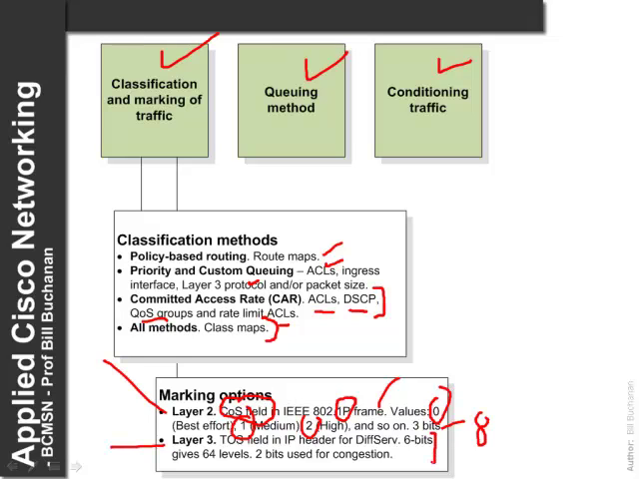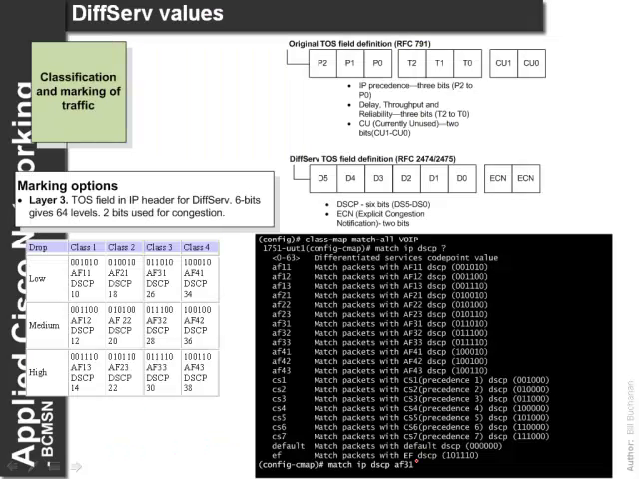At the IP level, we can mark the ToS field inside the IP header to create our DiffServ, and there are 6 bits in here to give 64 different levels. 2 bits are actually used for congestion. For DiffServ, we mark the ToS field within the IP header. We have 64 different levels for this, in which 2 bits are used for congestion.